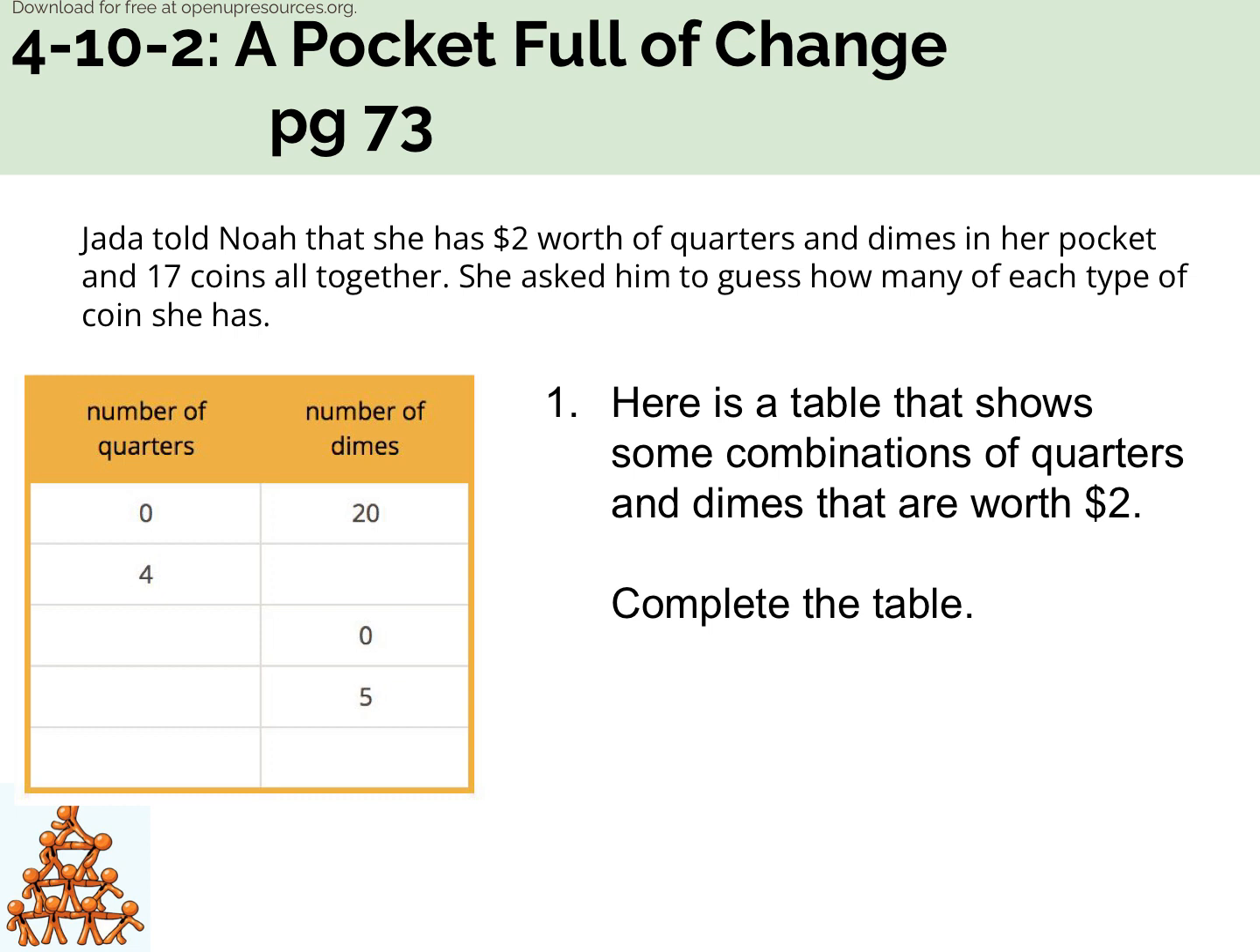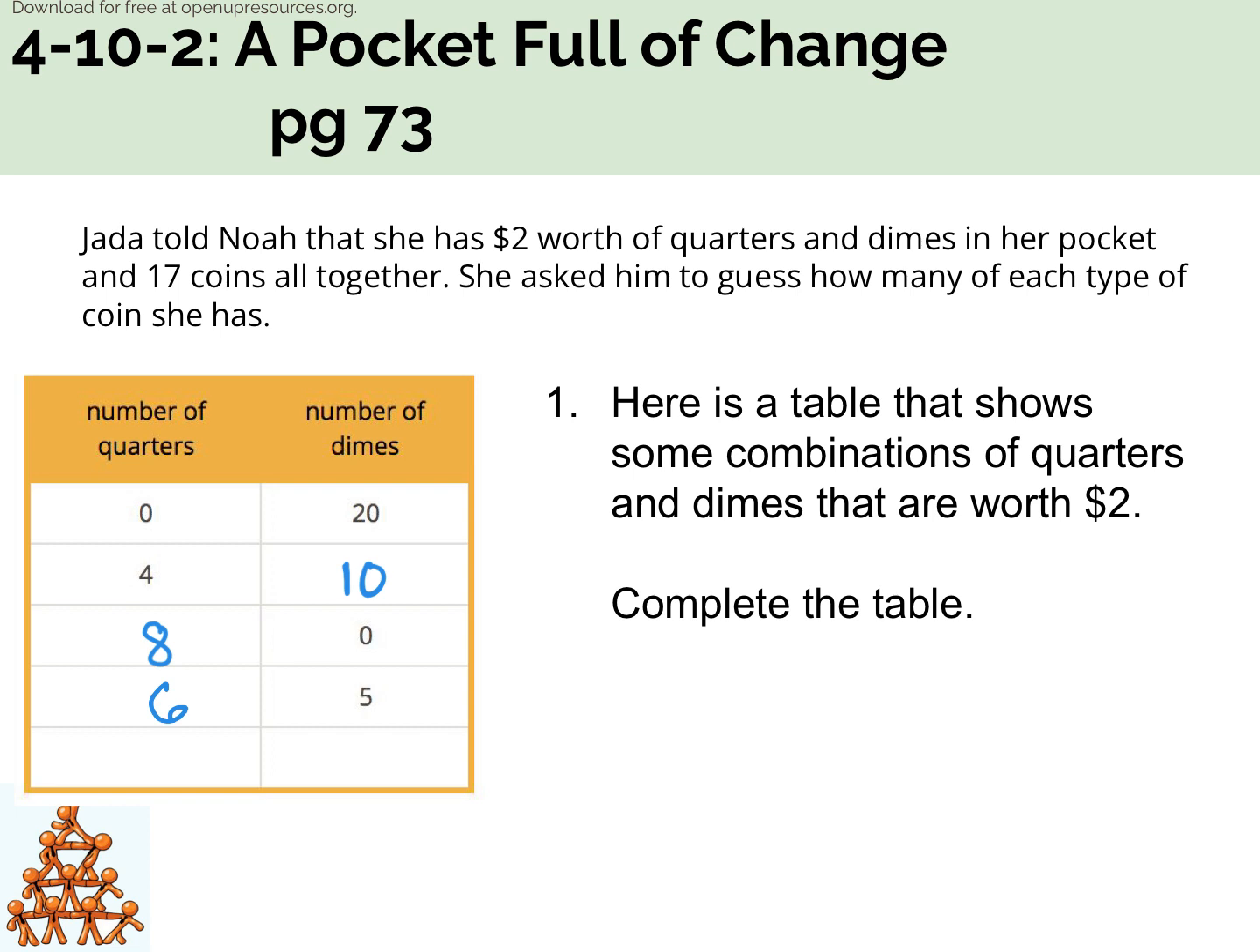All right, if I have 4 quarters, 4 quarters is $1, and I want to make $2, but in dimes, so I'm going to need 10 dimes. If I have 0 dimes, how many quarters do I need to make $2 worth? 4 is for $1 and I have $2, so that's going to be 8. And if I have 5 dimes, that's 50 cents, so how many quarters do I need? If I have 5 dimes, I'm going to need 6 quarters.